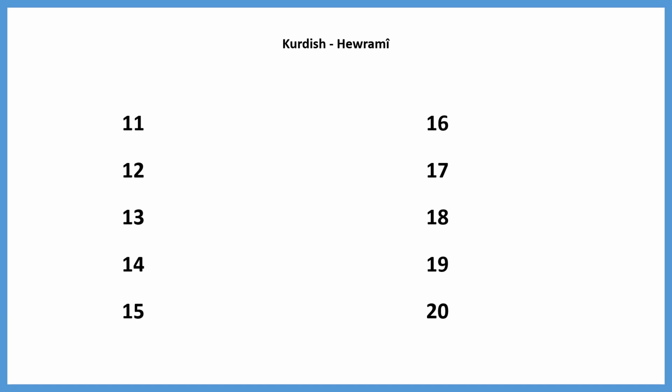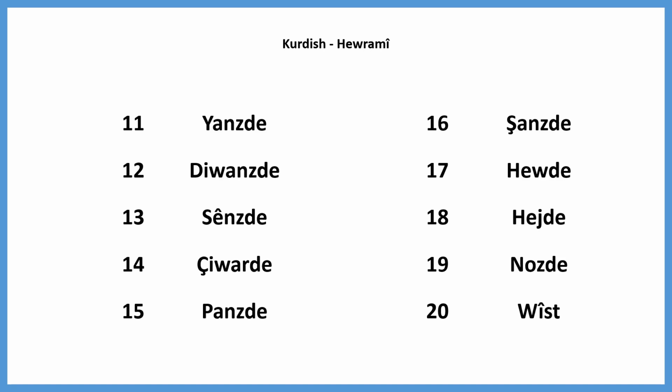So, let's review these numbers. You may pause the video here and see how many you can remember. Welcome back. So the numbers from 11 to 20 are Yansde, Duansde, Sensde, Chwarde, Pansde, Shansde, Hewde, Hejde, Nozde, Weest.